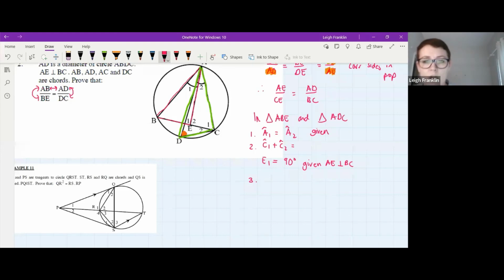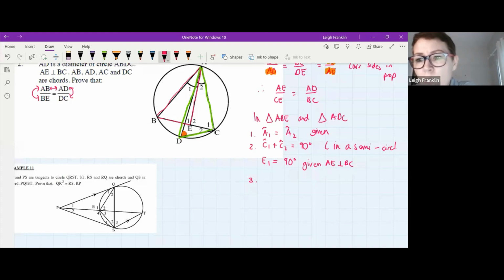Exactly. What does C1 plus C2 equal? 90 degrees. 90 degrees. Excellent. Who said that? Me, ma'am. Oh, well done, Lebo. Why, Lebo? Angles in a semicircle. Excellent, Lebo.